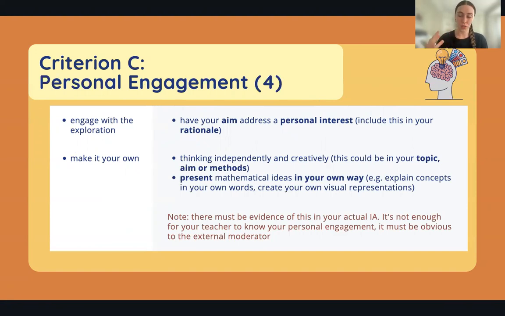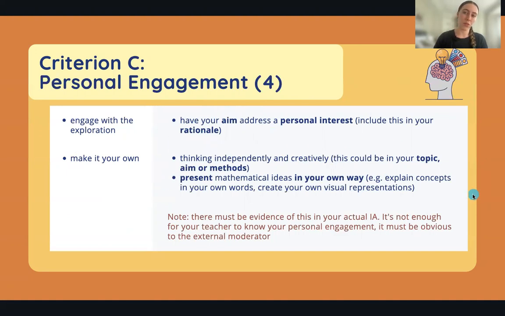Have some personal story, have some personal connection with the IA topic. Hopefully, if it's a topic that you're curious about, there's a reason why you're curious about it. So you'll just naturally have this personal engagement, or personal interest. So just remember to include that in your IA. But that's only one component of personal engagement.